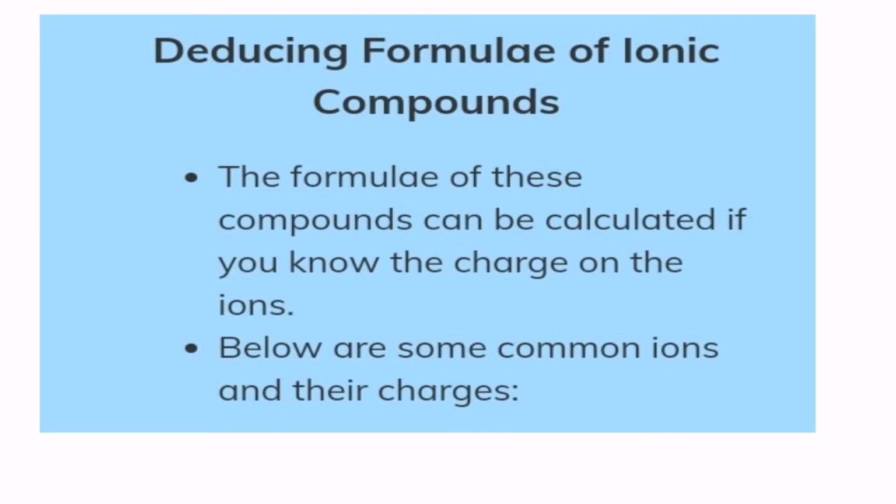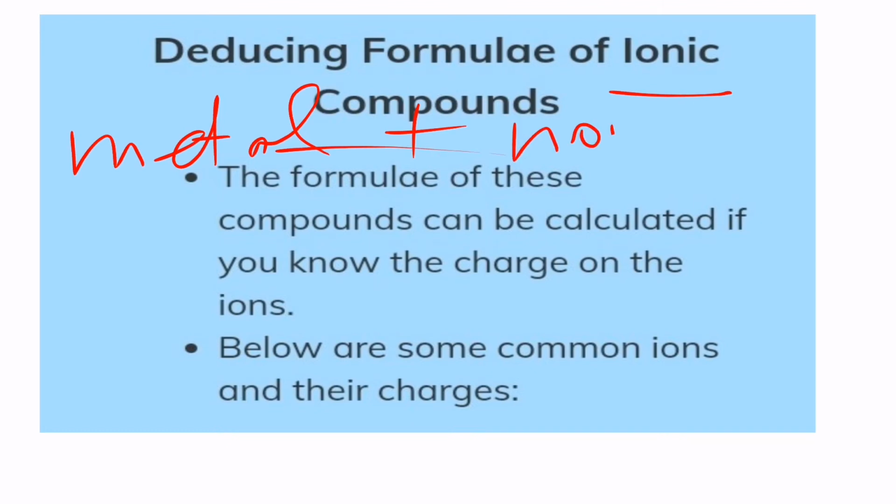Right, so deducing formula of ionic compounds. Now you remember when we talk about ionic compounds, we are talking about metals. Actually, we have looked at metals plus non-metals. So these are ionic compounds, metals plus non-metals. The formula of this compound can be calculated if you know the charge on the ions. Below are some common ions and their charges.